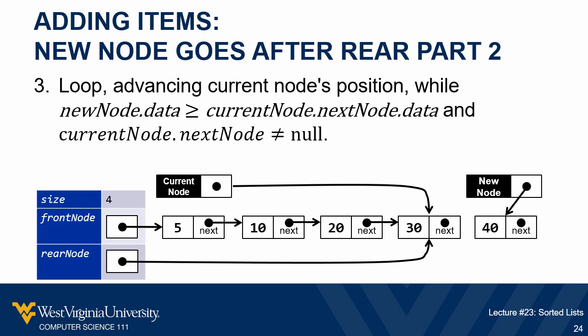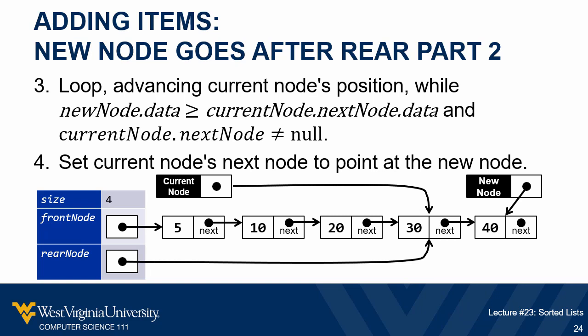When we get to the point where current node is pointing at the existing rear, our data is still greater than what's at 30, but I don't have a next node anymore. So I can't even compare the value with that next node. What's basically going to happen here is that my new node is going to get tacked on to the end of my chain. So I'm going to set the current node's next node so that it points at my new node.